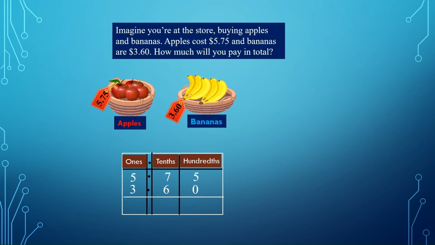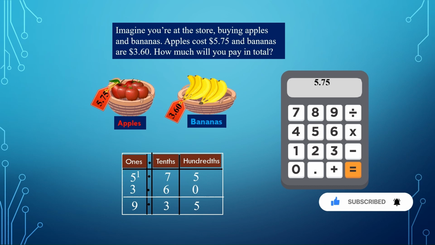Add. Now as before, start from the extreme right, hundreds place. 5 plus 0 is 5, then the tens place, 7 plus 6 is 13. So carry 1 to the ones place. 5 plus 3 plus 1 is 9. So we get here 9.35. Now use the calculator. 5.75 plus 3.60, you will get 9.35.